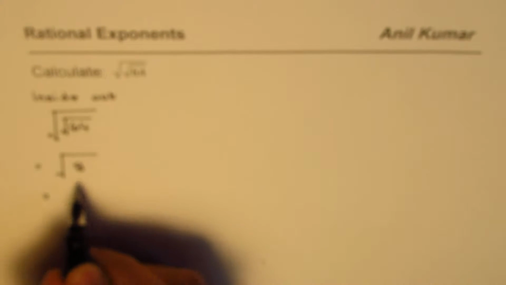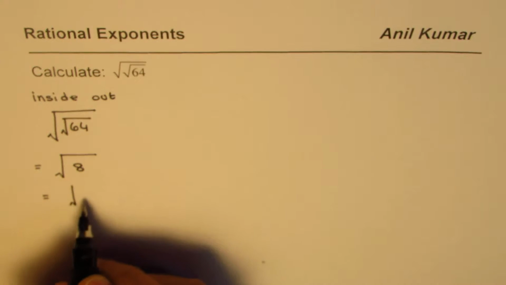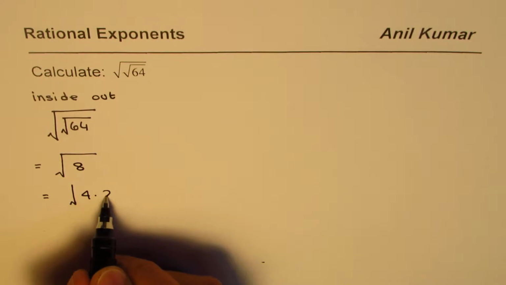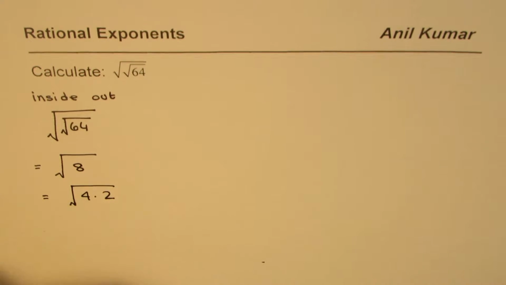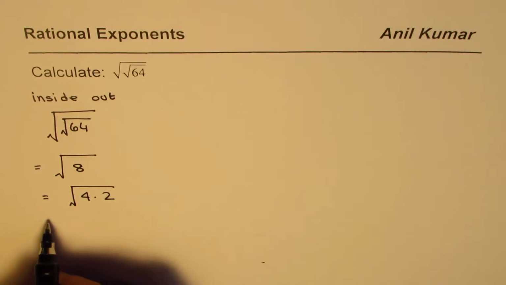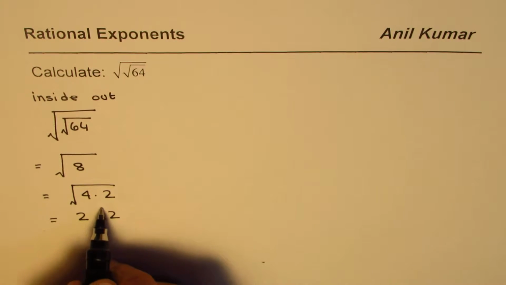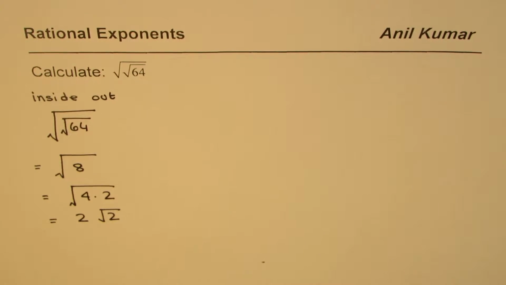To find the square root of 8, we can factor 8 as 4 times 2. Why did I select 4? Since 4 is a perfect square, right? So now we can write this as 2 square root 2, right? So that is the strategy which is very effective in calculating such values.